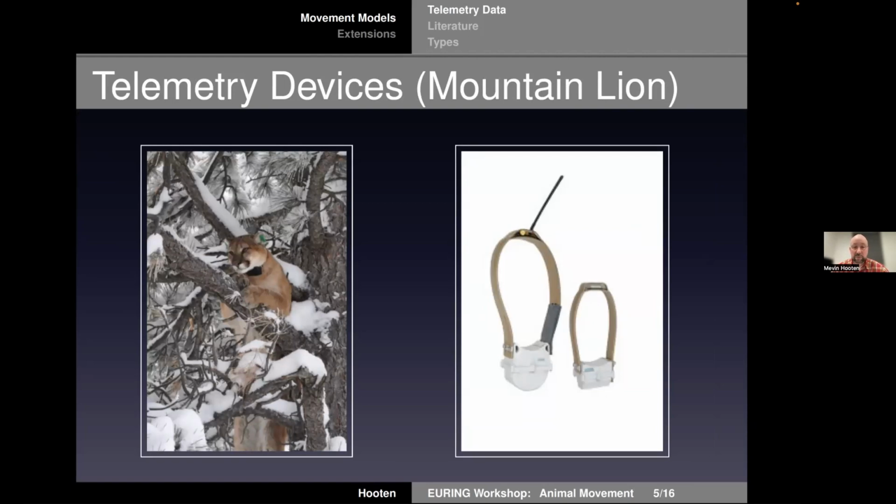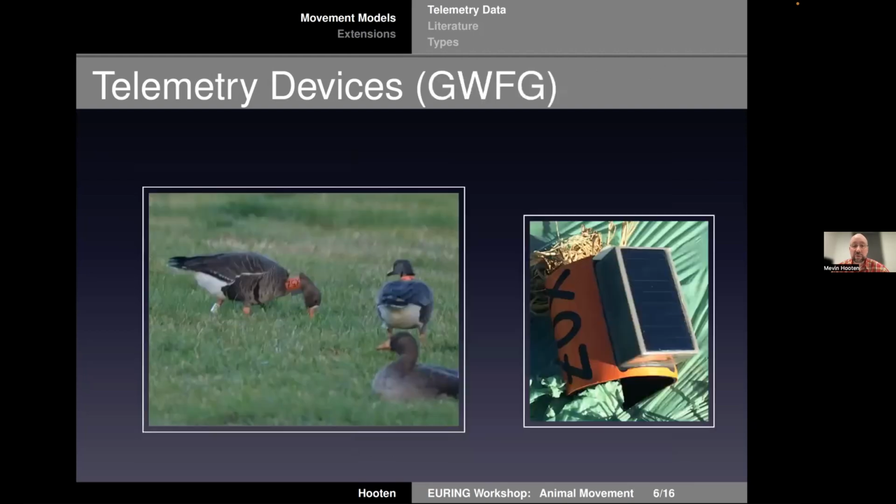For example, there's neck collars, GPS collars associated with large carnivores. We have similar neck bands associated with birds. So this is for the EURING crowd, it's greater white-fronted goose. And the idea is then what sort of data these collect and then how we can best understand them.